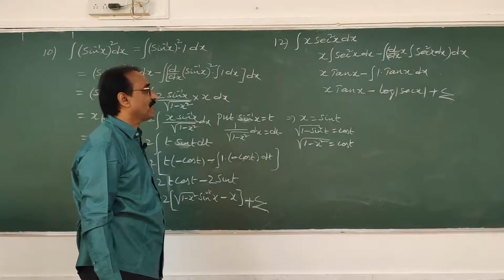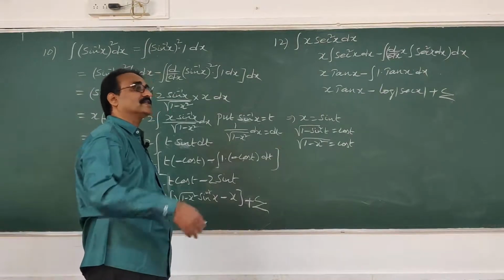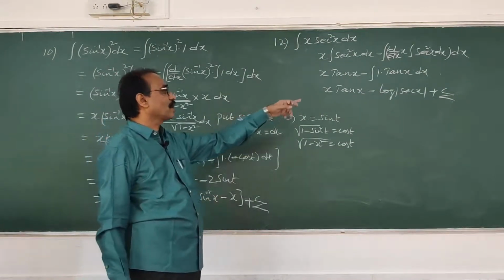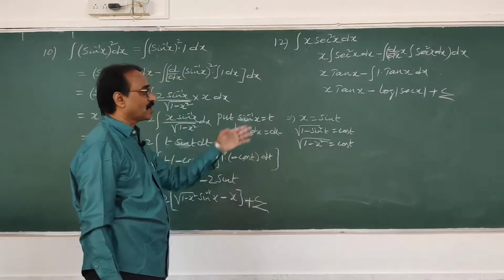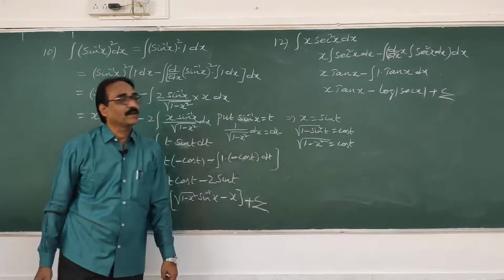So the integral of tan x is either log secant x or minus log cos x, whichever you want, you can write it. Minus log cos x means plus log cos x will come, or minus log 1 by secant x, that is minus log secant x. Anyone you can do it, no problem at all. So this is problem number 12.